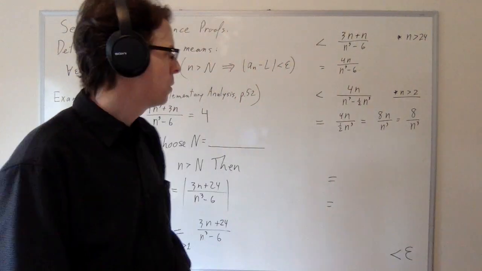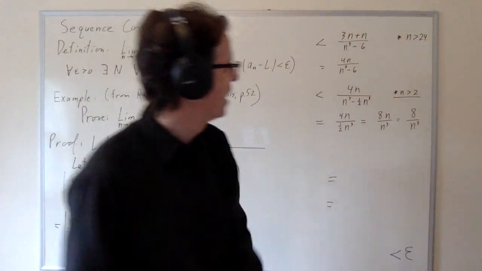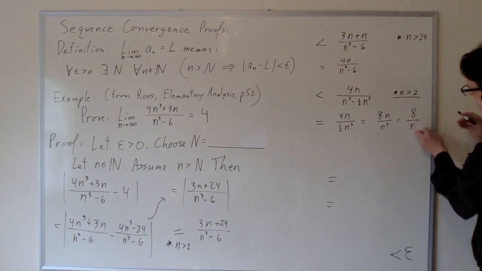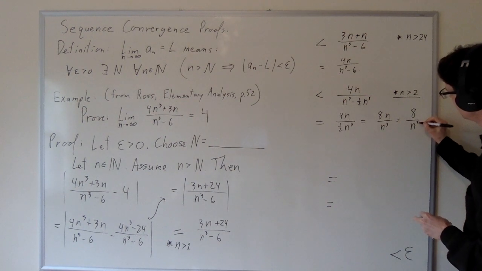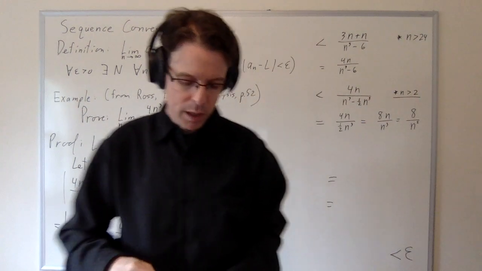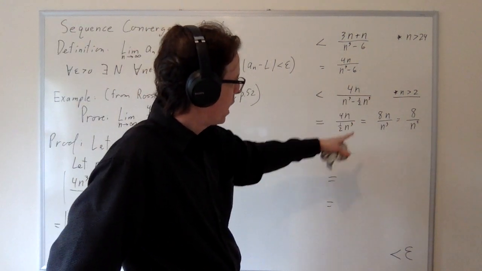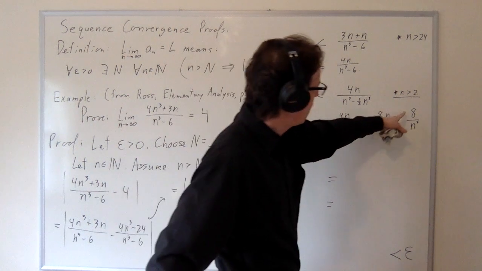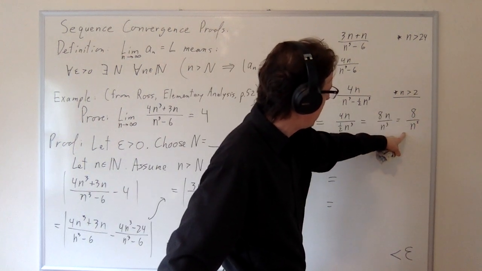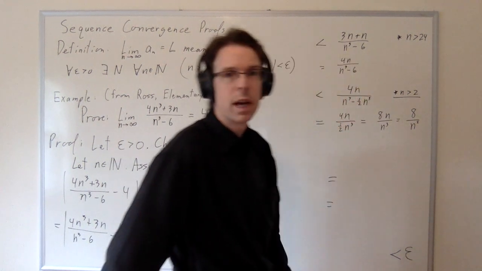Now, that's about as algebraic, I did that wrong. That's n squared, right? Because the n's cancel. That's about as algebraically simple as we're going to get. We're not going to get much simpler than that. So now we somehow, at the end, desperately need 8 over n squared to be less than epsilon.